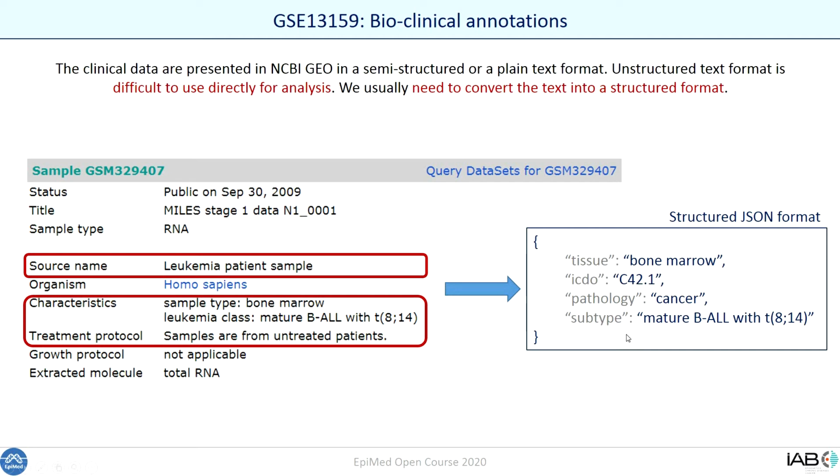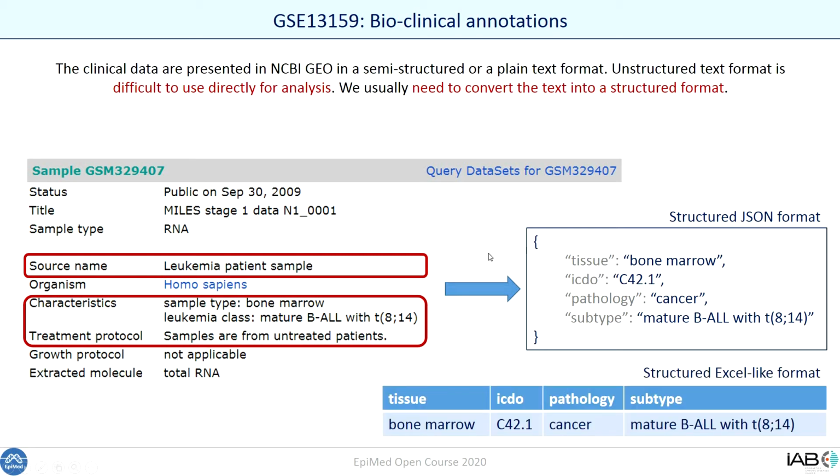Also, we need, of course, a subtype which describes exactly what the particular type of this cancer is. So it's just an idea presented in a structured format, which is a JSON standard format, but we can also represent it in an Excel-like format with columns, and we have the information in each column. It would be nice to have a standard number of columns, always the same. In this case, we can consider different samples and compare samples between them, and compare different data sets between them.